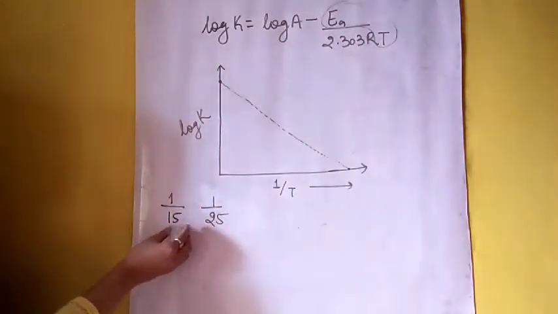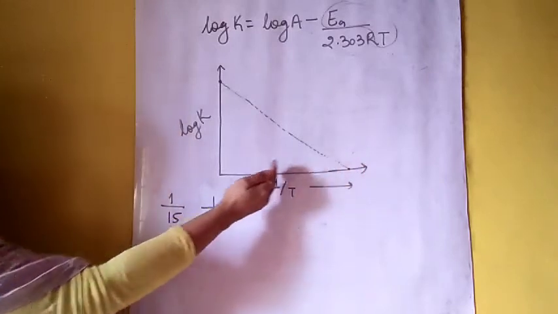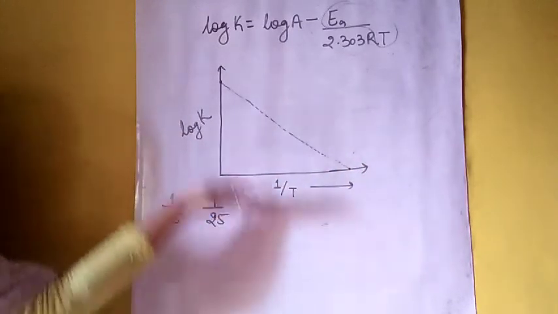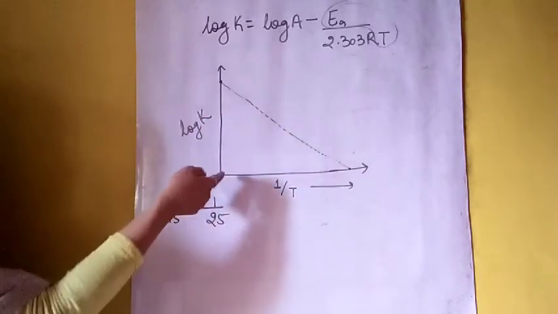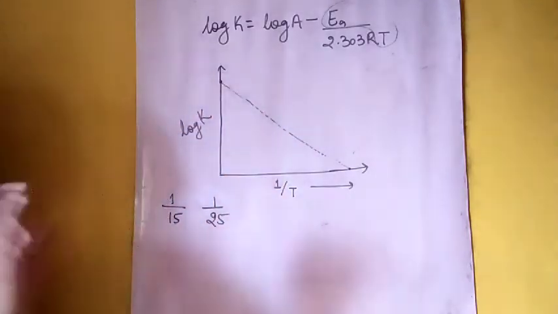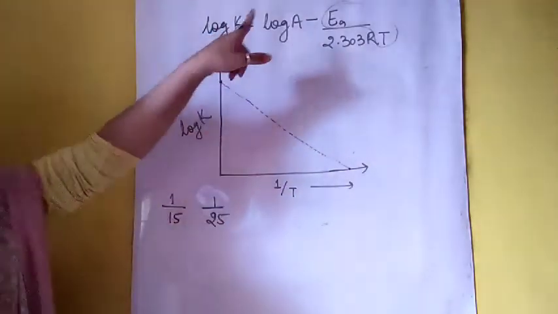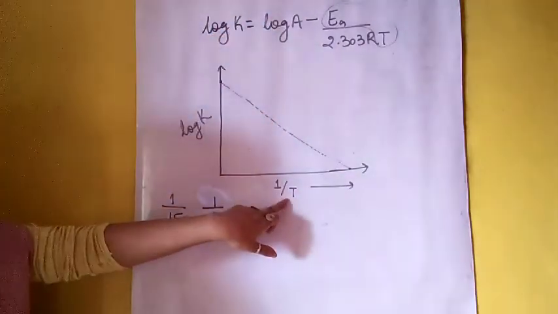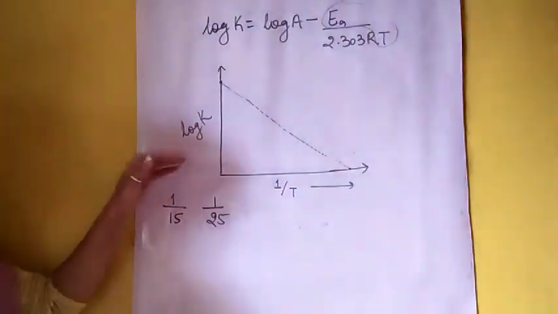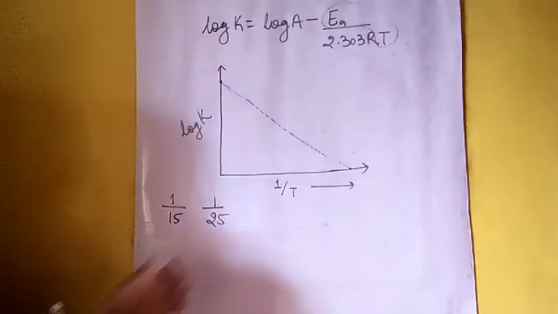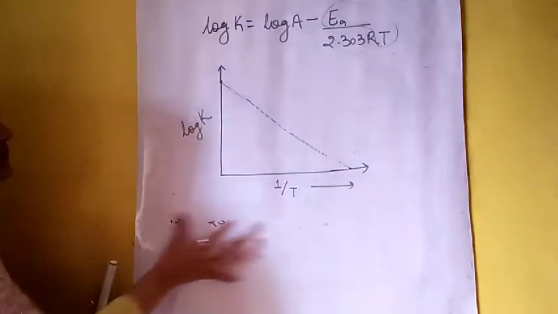So as we decrease the temperature, 1/T value is increasing. That means log K is also increasing, right? So we have plotted a graph between 1/T and log K. That means if 1/T increases, log K will increase, right? So this is the graph. Now we have to study about the temperature.